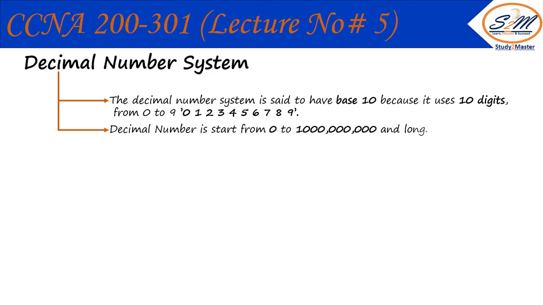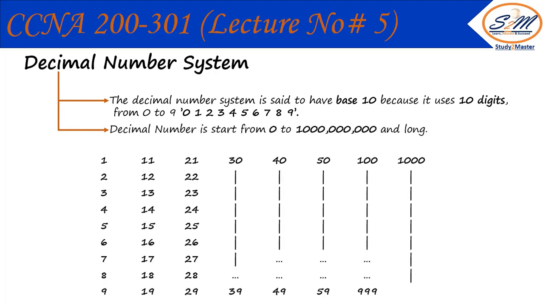Decimal numbers. The decimal number system is said to have base 10 because it uses 10 digits from 0 to 9: 1, 2, 3, 4, 5, 6, 7, 8, 9. Decimal numbers start from 0 and go up to millions. We start from 0 up to 9, but when we say 10, we shift the value of the digits. We shift 0 and 1, then 1 with 1, then 1 with 2: 11, 12, 13, 14, 15, 16, 17, 18, 19, 20, 21, and so on.